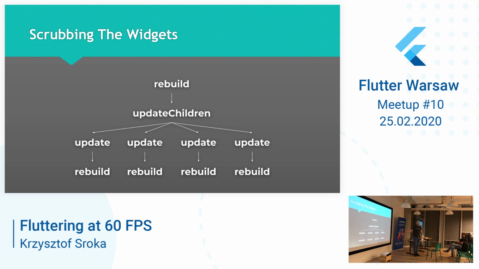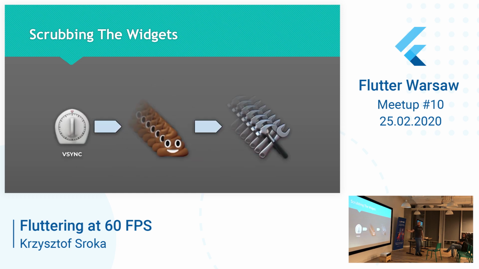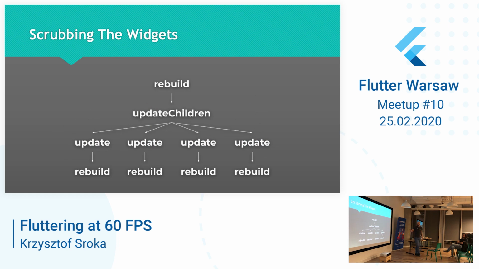And we would like to limit how many elements need to be rebuilt on every vsync, right? We need to see what's actually in the update. Maybe the update is going to help us see how we can optimize this, how we can make sure that Flutter doesn't rebuild more than it needs to.